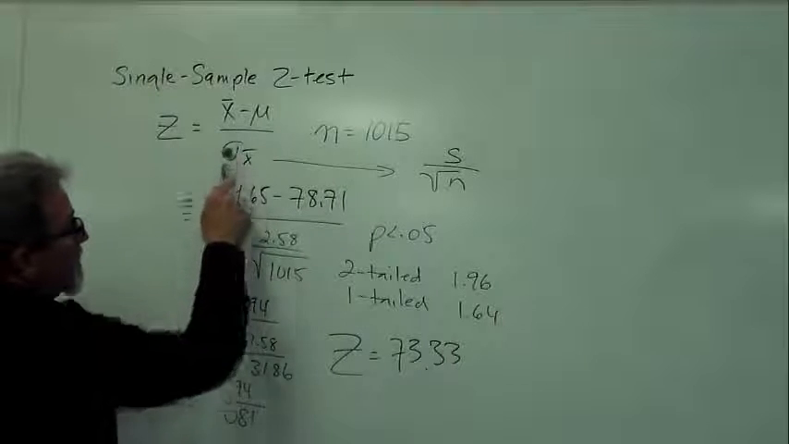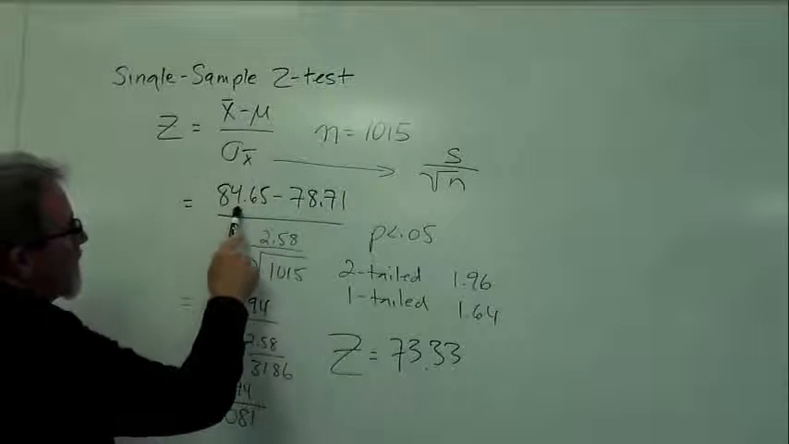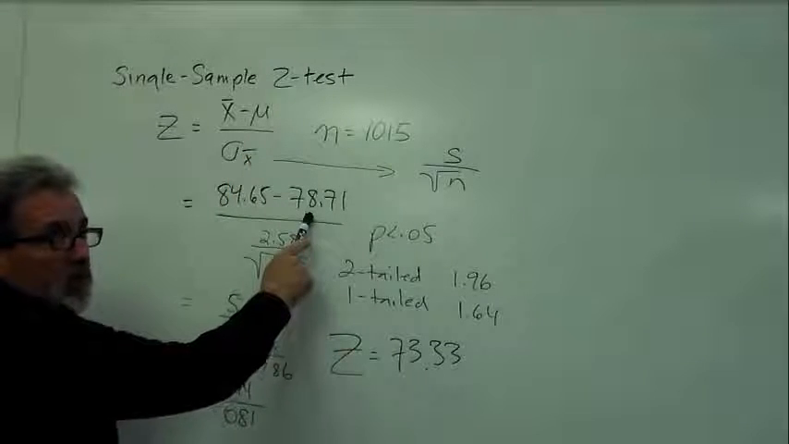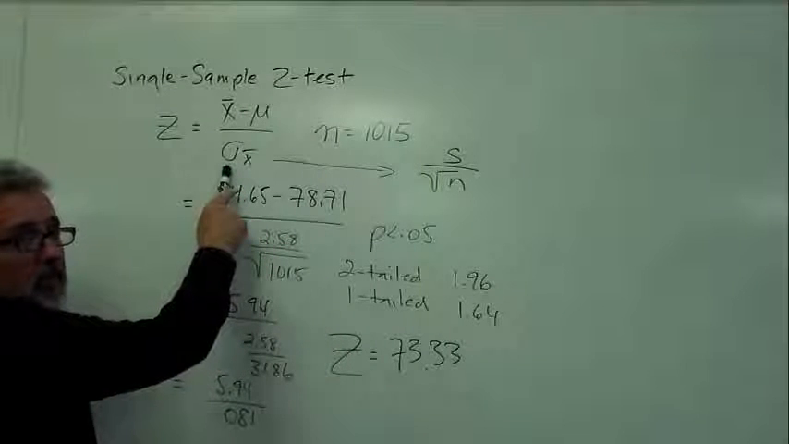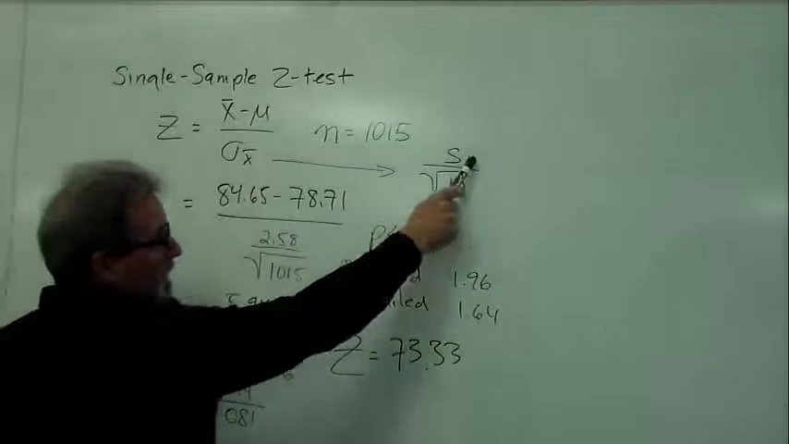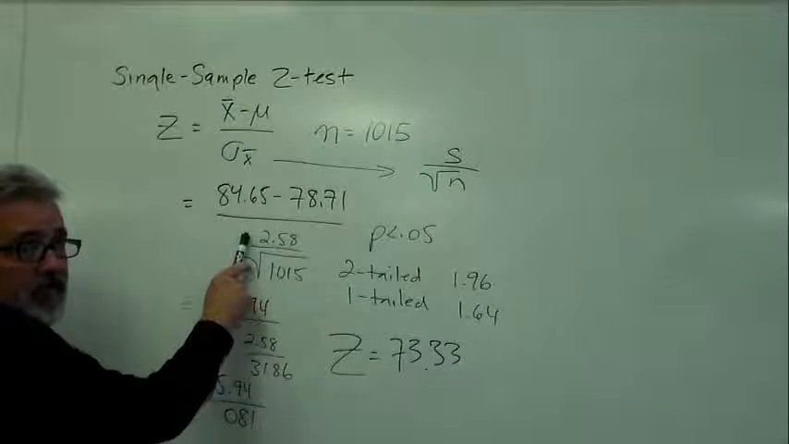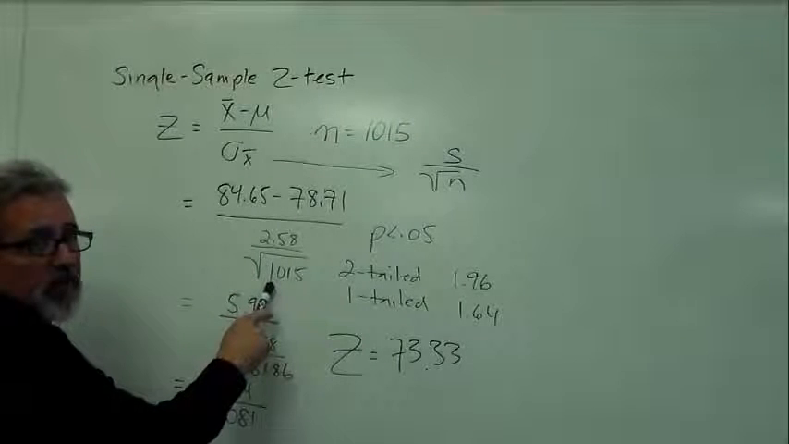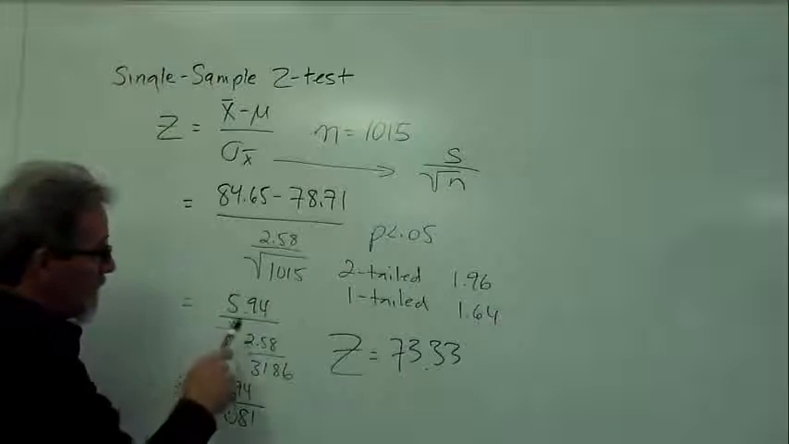You're given that the mean of the sample is 84.65. So this is the formula we want to use. We plug in 84.65. You're given the mean of the population, 78.71. The denominator is this standard error of the mean, which we know is simply s over the square root of n. So we know what s is from the information given us. The standard deviation is 2.58, and we know n is 1,015. So we have all the numbers we need to solve this problem.